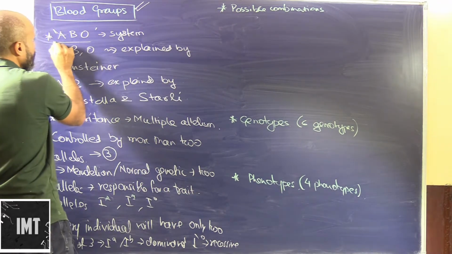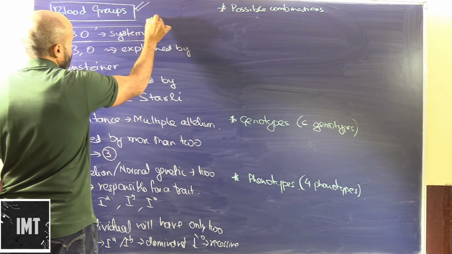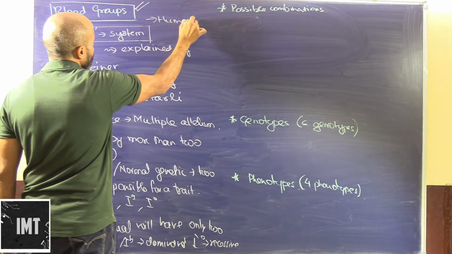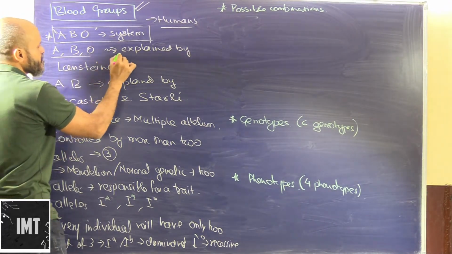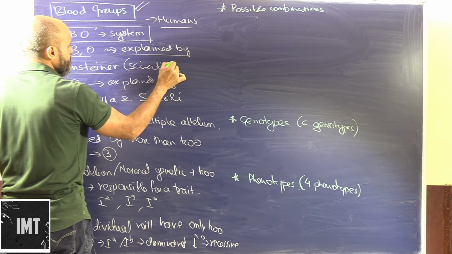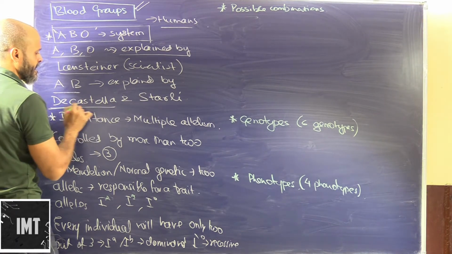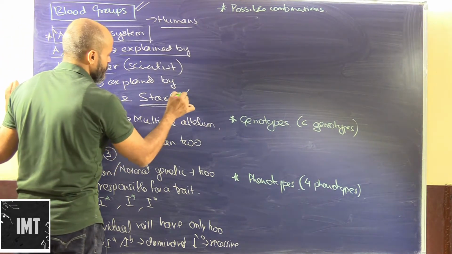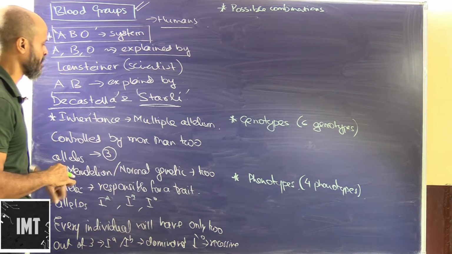Okay, so blood group, this is called the ABO system in humans. This ABO was first explained by the scientist Landsteiner, and this AB group was first explained by De Castella and Starling. So these were basically the scientists who were involved in explaining the blood groups.